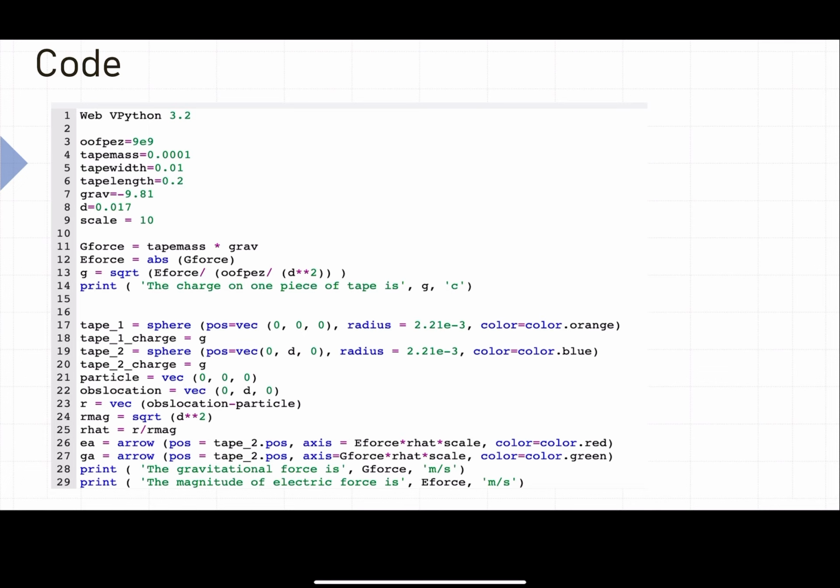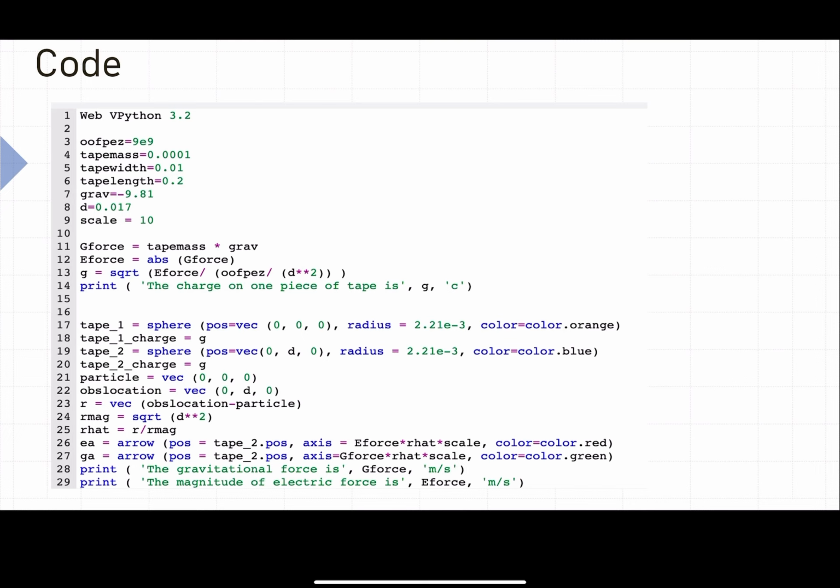Now for lines 11 and 12, which is one of the most important parts, I had to establish the force of gravity and the electric force. The force of gravity is mass times acceleration, and acceleration is negative 9.81. The electric force is the absolute value of the force of gravity because, as I stated earlier, the tapes moved in the y direction, meaning they moved in the direction of where the force of gravity is coming in, which is the y direction.